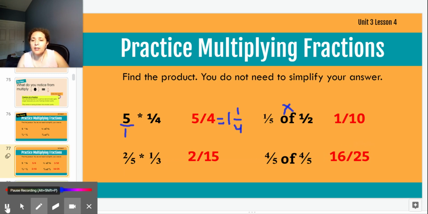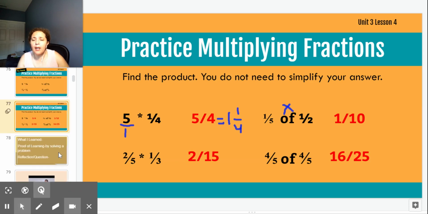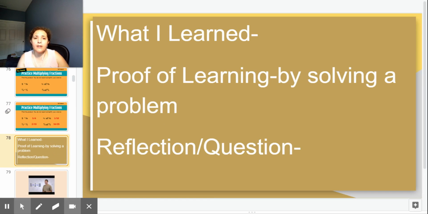So what did you learn today? So write down in your math notebook what you learned today and do a problem that's similar to one of the ones that we had today. So do a fraction times a fraction, and then a reflection or a question you may have.